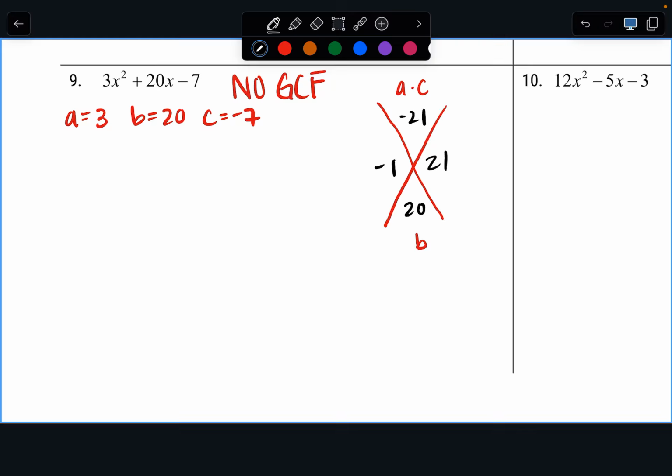Okay, so I'm going to split my middle term. I'm splitting it using negative 1 and 21. So we're going to have negative 1x plus 21x minus 7. Gabriel, what is my next step? We're back at the same spot of the same question I asked you.